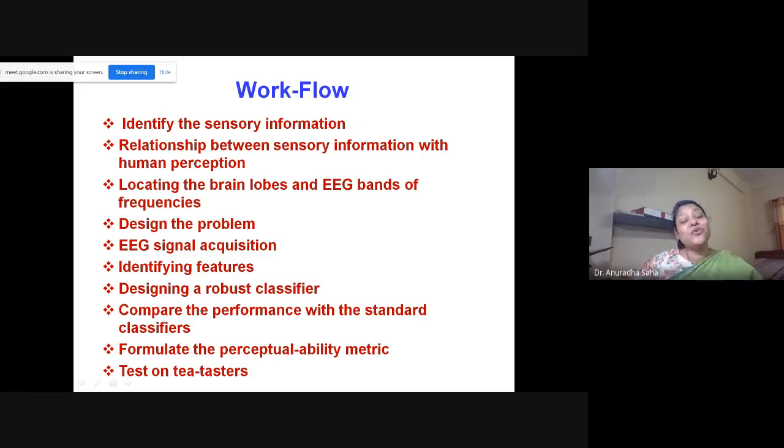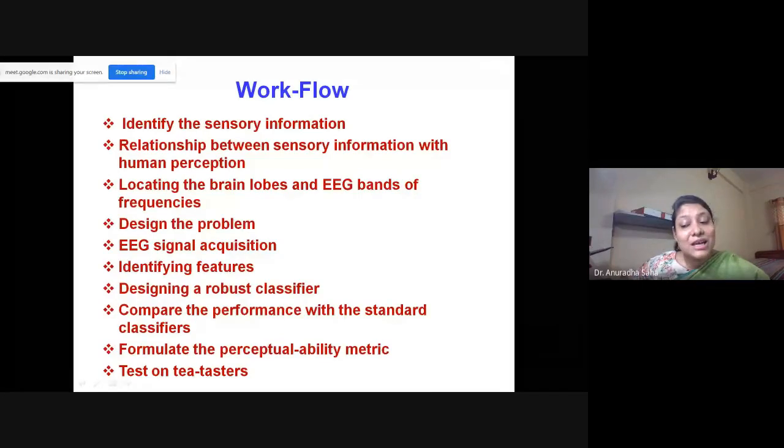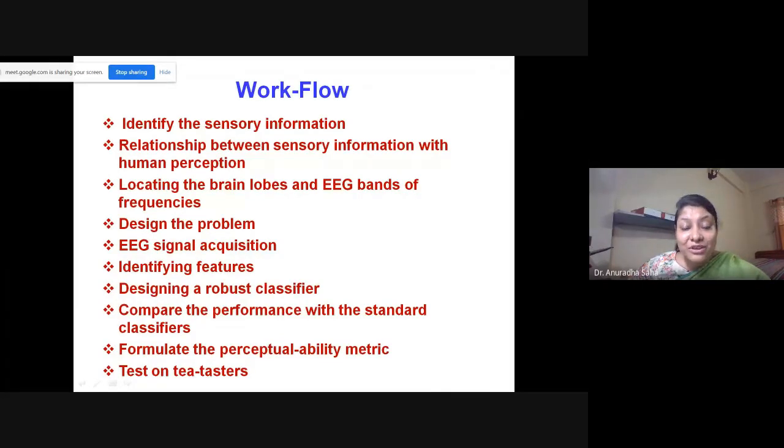First of all, we need to identify the sensory information. In the previous session as well, I discussed that if I want to establish a brain computer interface, then obviously we need some kind of inputs. Those inputs are either coming from the environment, or that information is coming from PCs or laptops as well.